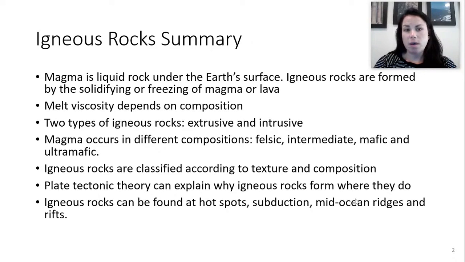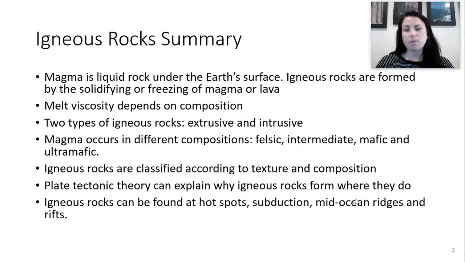Magma is liquid rock under the Earth's surface. This is usually in the asthenosphere. And igneous rocks are formed by the solidifying or freezing of that magma. The melt viscosity depends on composition, and we have two different types of igneous rocks. We have intrusive and extrusive. And the magma occurs in different compositions.